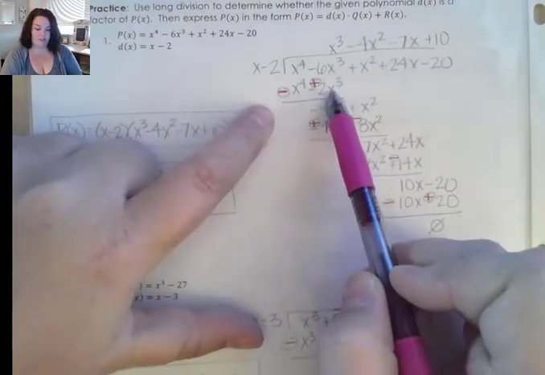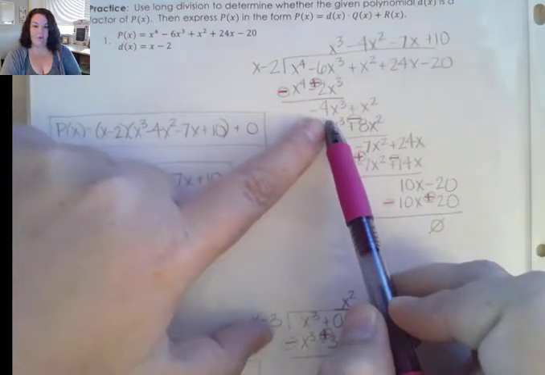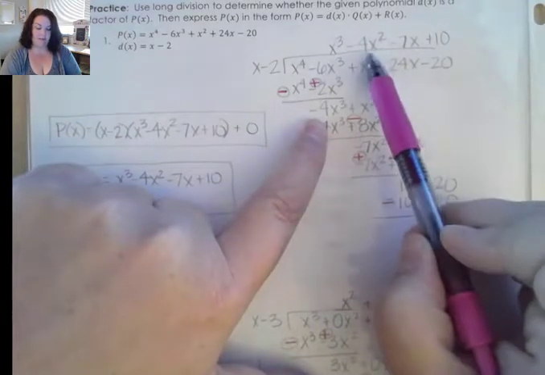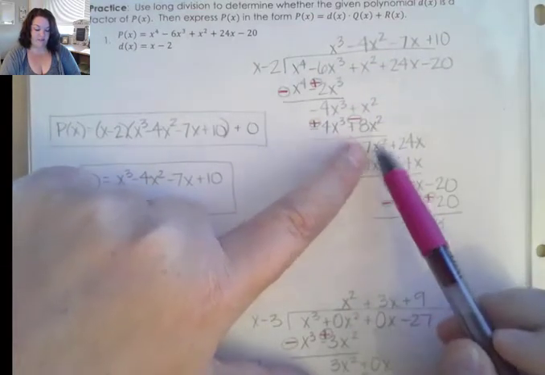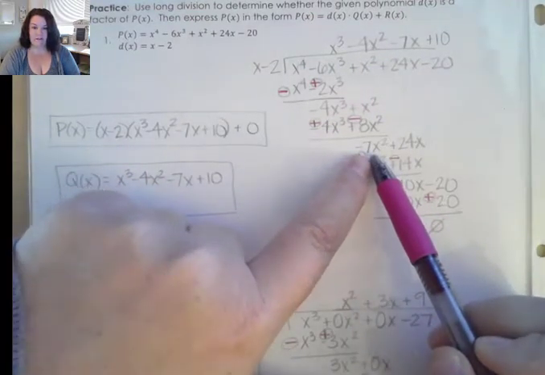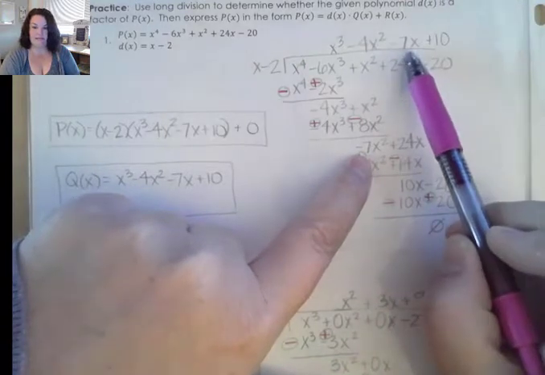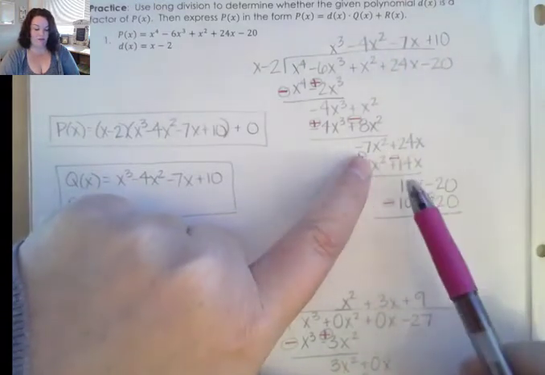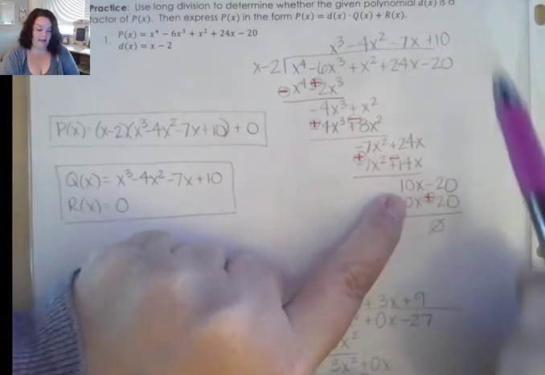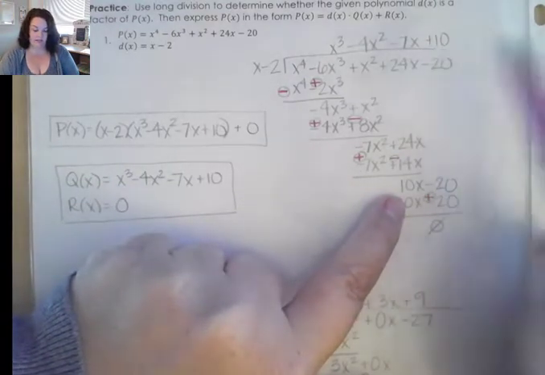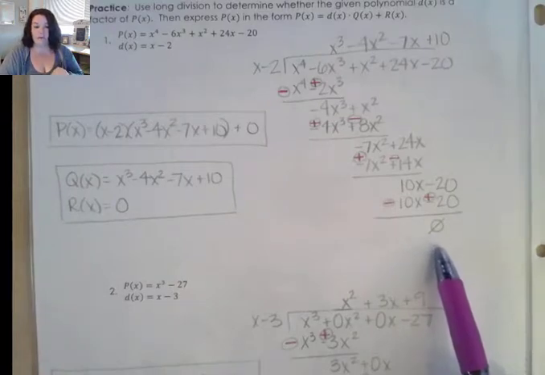Make sure after you change your signs, you ended up with a negative 4. Then a negative 4x squared should be your next one. After you change your signs, you should end up with a negative 7. So our next term should be a negative 7x. And then after you distribute and change your signs, you should be left with a positive 10. And that should be our constant term, okay? Which leaves you with no remainder, okay?